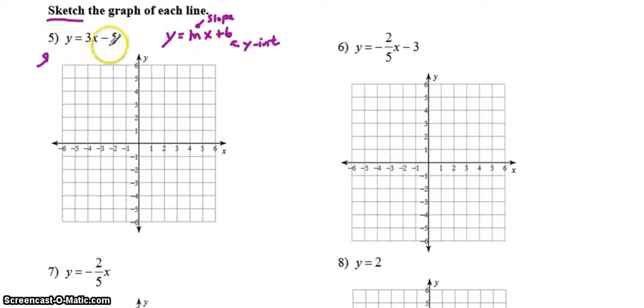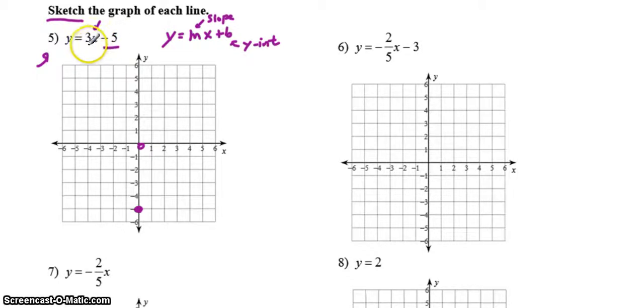So let's see. Negative 5 will be my y-intercept, so I will plot a point on the y-axis at negative 5. Again, we know this number is the y-intercept because on the y-axis right here, x is 0, right? So if we substituted 0 in for x, all that would be left was this y-intercept, which is again why our y-intercept is negative 5.